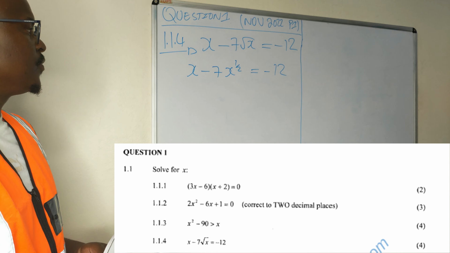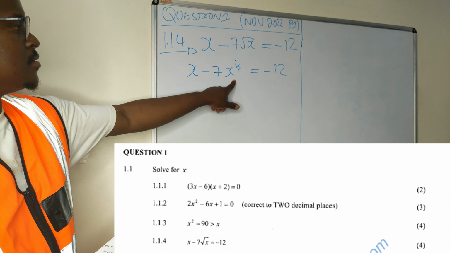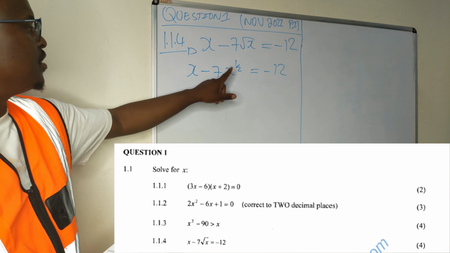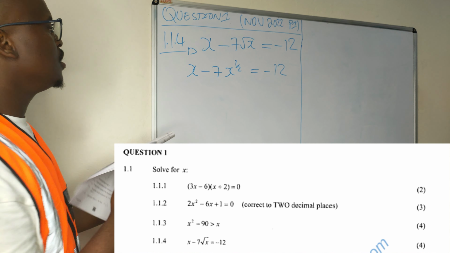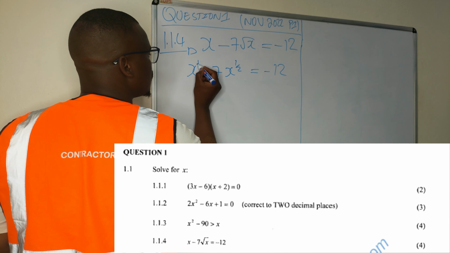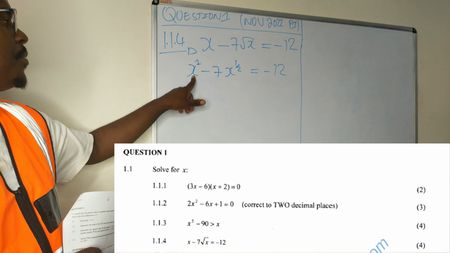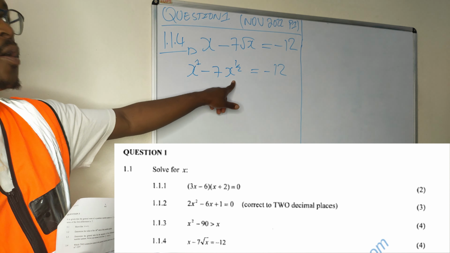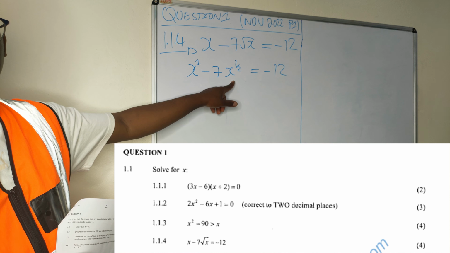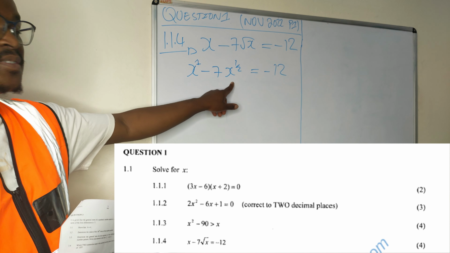Let's look at it again. What's the relation between this and that? So this is raised by 1/2, and that one is raised by 1. So what you can quickly tell is that the power of this is 2 times the power of that.